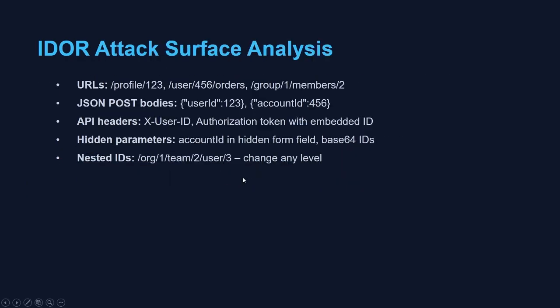IDOR attack surface analysis. URLs: profile 123, user 456 orders, group 1 members. These are just some examples. JSON post bodies: user ID 123. This is how it looks. API headers look like this. Hidden parameter: account ID in a hidden form field. Base64, nested, change at any level.